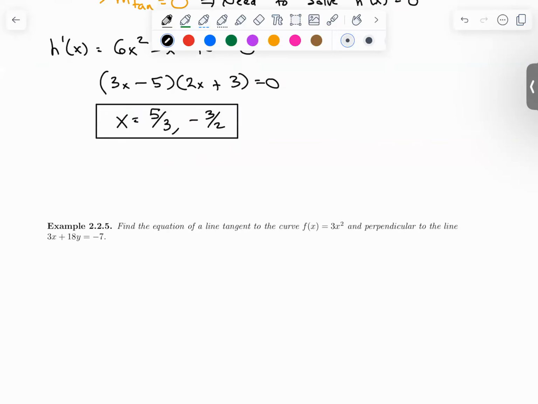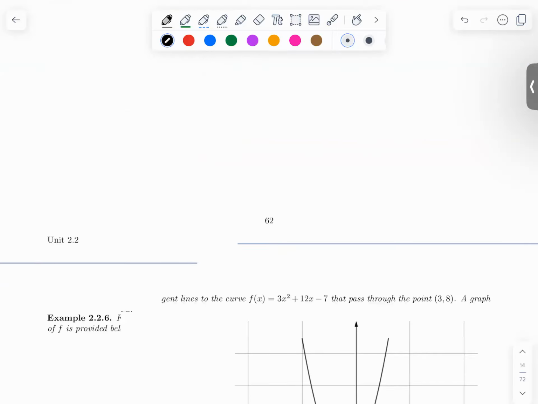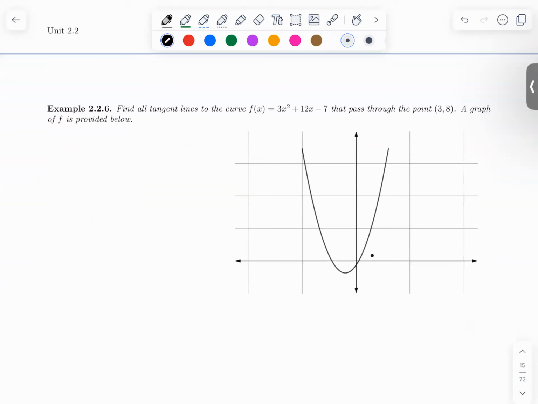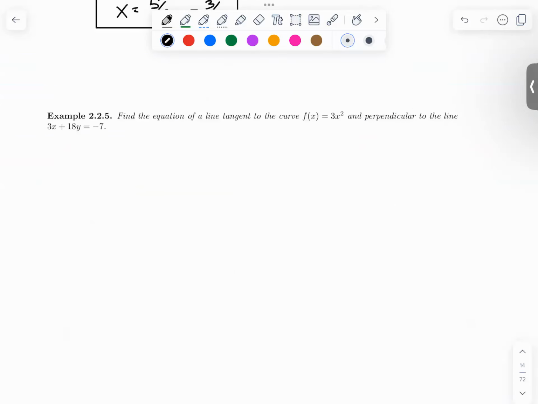The next one, super cute problem. But this one right here, this one is a doozy. This one will probably take us about 15 to 20 minutes tomorrow on Thursday. It's an excellent problem though. Find the equation of the line tangent to the curve f of x equals 3x squared and perpendicular to the line 3x plus 18y equals -7. Yeah, we got 10 minutes. So we're right on track.